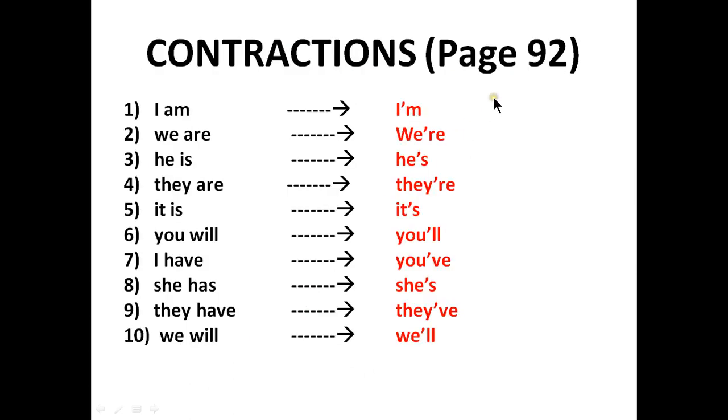On page number 92 you have these expressions like I am, we are, he is, they are, it is, you will. Please write all these contractions on the small lines.